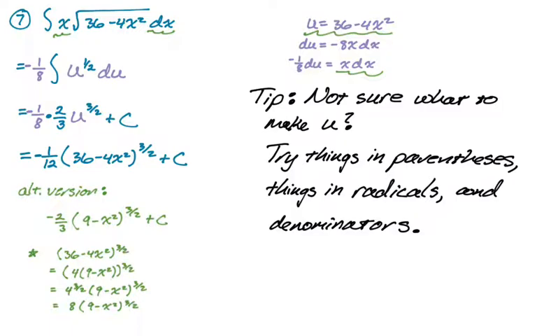If you are not sure what to make u, you should try things that are in parentheses, things that are inside radicals, and in general, the denominator of a fraction is a really good choice for you. None of those will work 100% of the time, but that's for when you're thinking, oh my God, I don't know what to try. You do have ideas of what to try. Try things in parentheses, things in radicals, and denominators. And that'll get you started, and starting is really the essential thing.